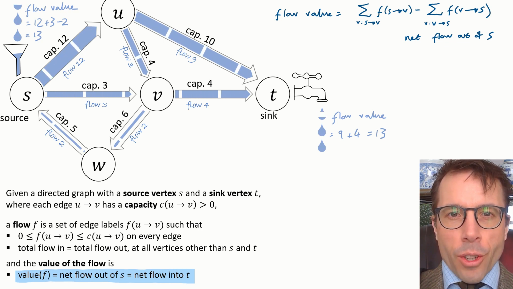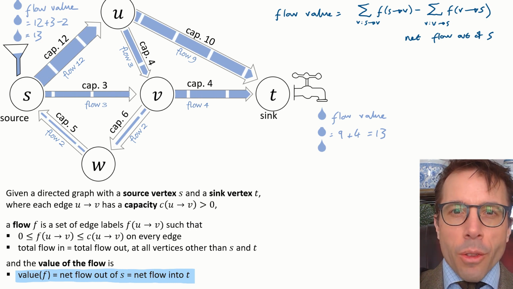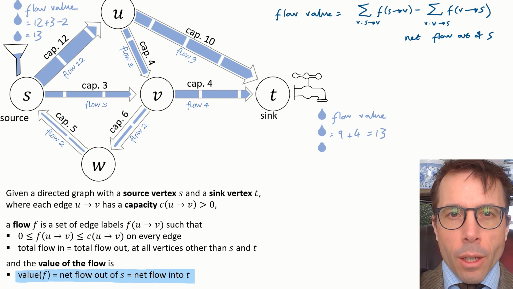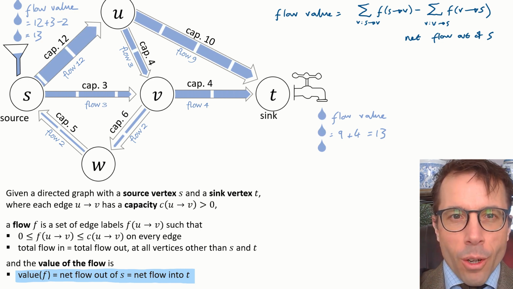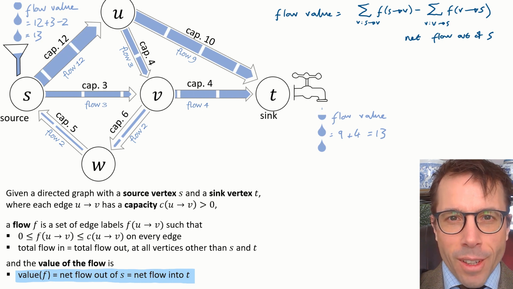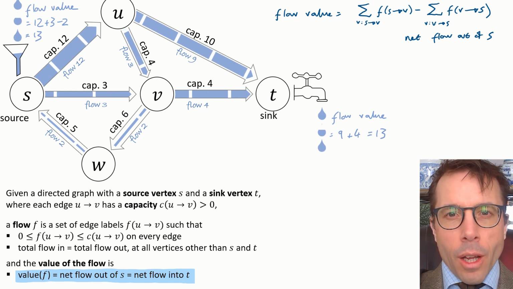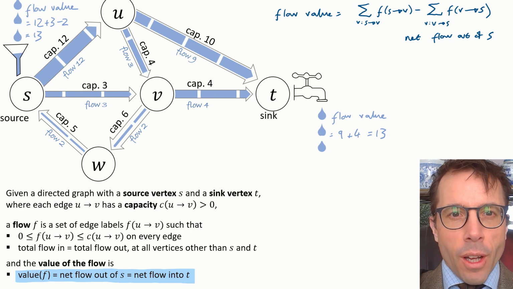Now, here's an interesting exercise. It claims here that the net flow out of the source is equal to the net flow into the sink. It makes intuitive sense that this has to be true. I mean, where else could the flow go? But how should we prove it? That's actually left as an exercise, and I hope it'll be clear how to prove it after you've watched the next video.